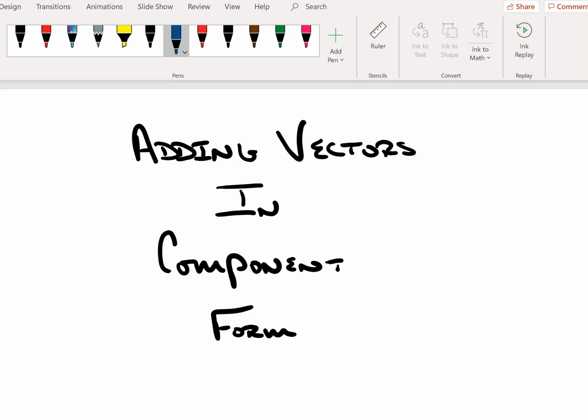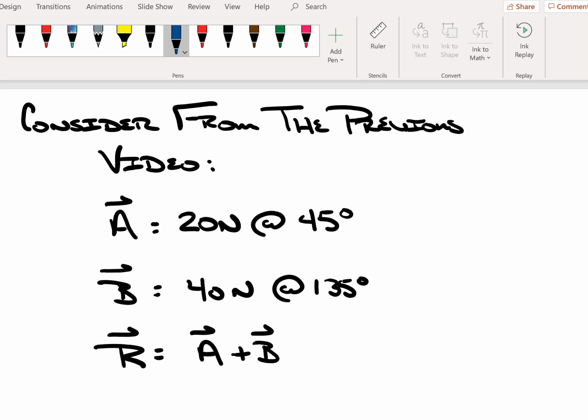Continuing our discussion of adding vectors, we're going to now look at adding vectors through component form. If you don't recall how to resolve a vector into components, now would be a good time to go back and review the video on resolving a vector into components.